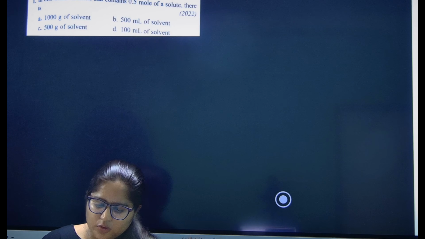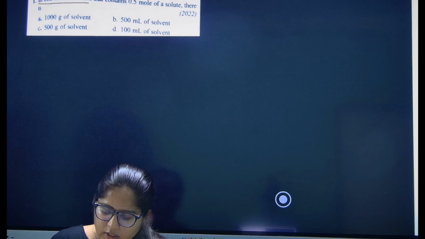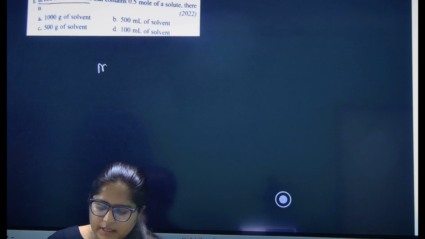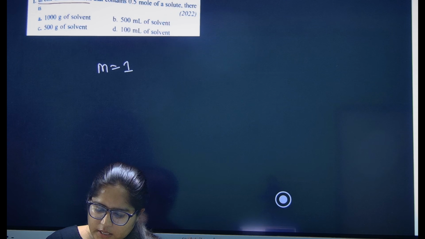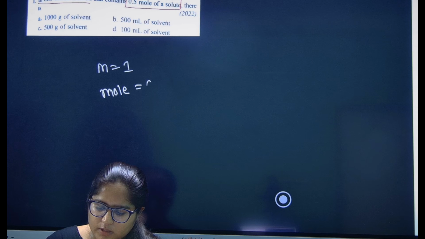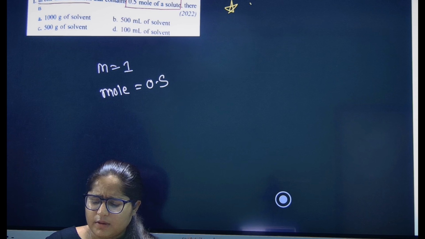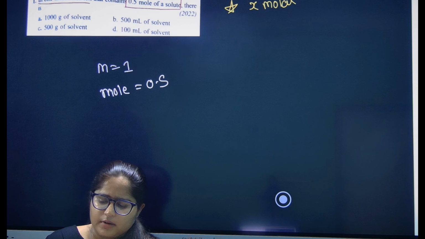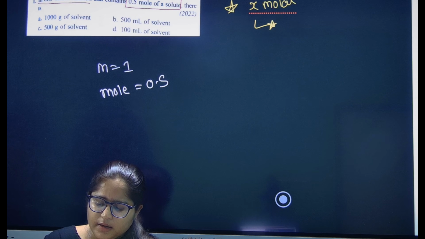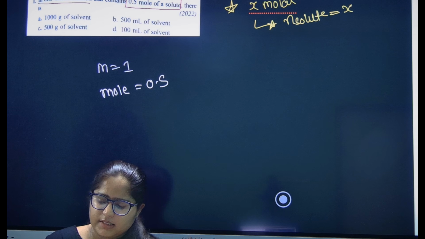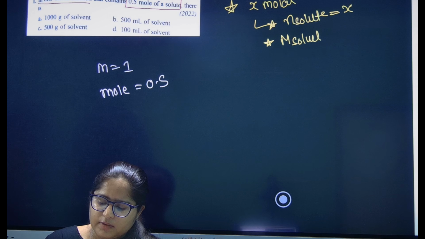So in 1 molal solution, molality is given as 1, which contains 0.5 mole of solute. So here they are saying mole of solute is how much? 0.5. Those who have studied from me, I have told you one star point. Whenever molal is given, we can write down 2 star points. First is that this is mole of solute. So mole of solute is how much? X. And second star point is that mass of solvent is given how much?